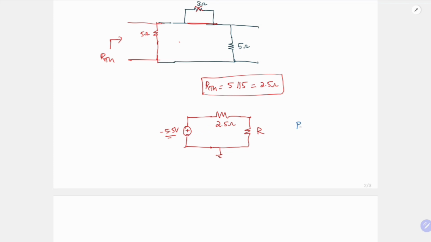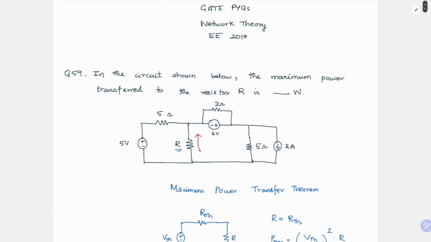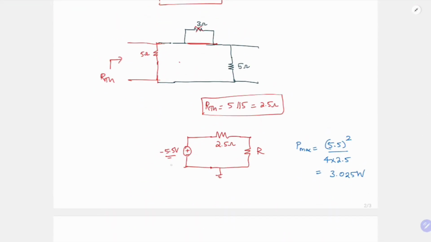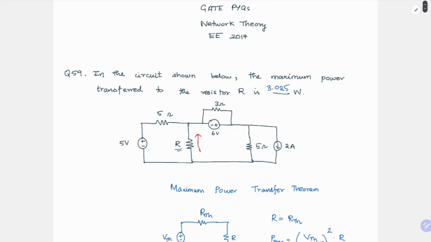So here, what will be your maximum power? The maximum power transfer is VTH whole square, 5.5 whole square, divided by 4 into RTH. If you calculate, this answer comes to be 3.025 watt. So this is your answer, 3.025. Seeing VTH being negative, you needn't be confused about it. VTH being negative indicates only the negative value of current in the arm, and it only shows the direction of current. Always remember that for a resistor, the power is always dissipated, right?